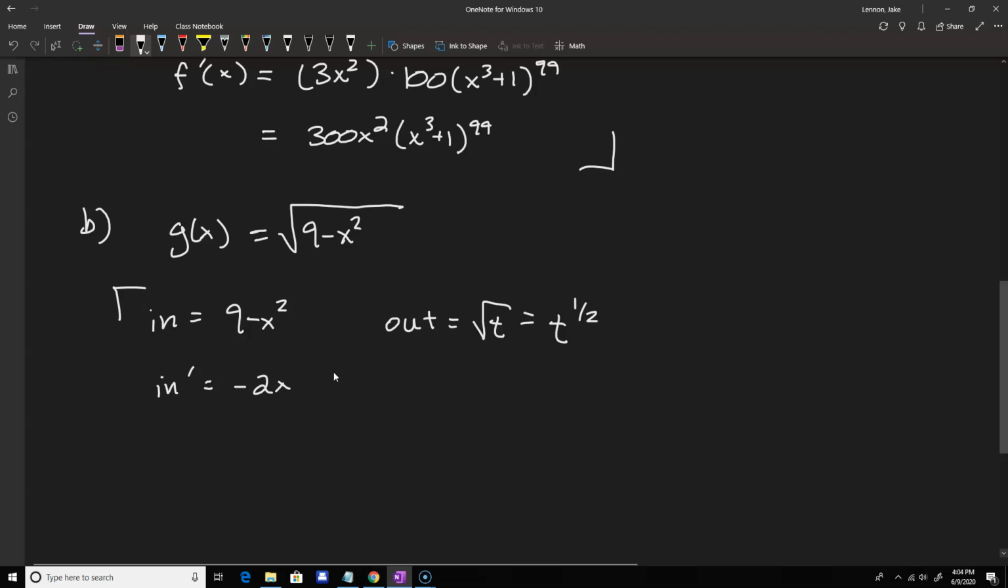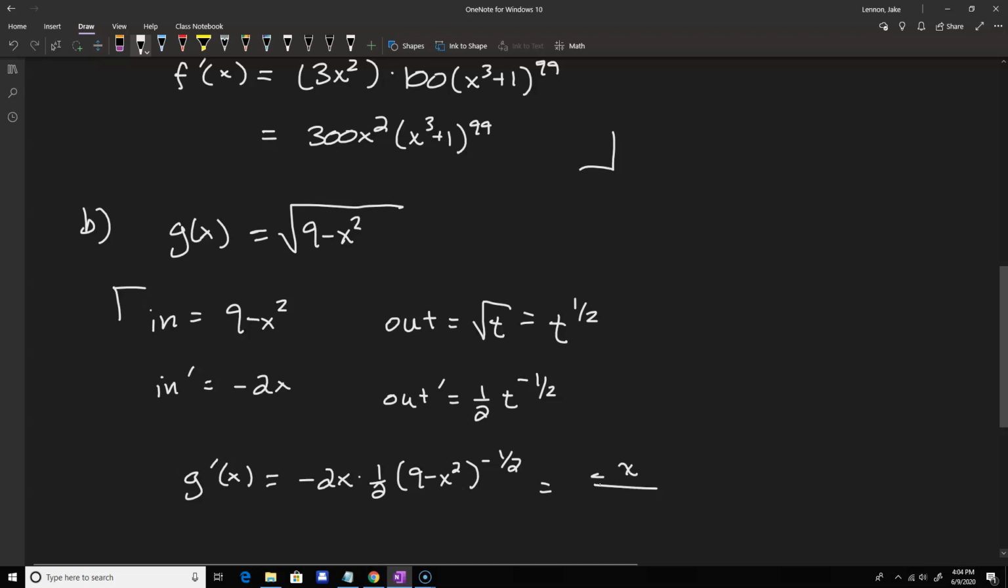Okay, so to take the derivative of each one of those, the derivative of the inside, inside prime, is going to be minus 2x. The derivative of the outside is going to be 1/2 t to the minus 1/2. And then we can multiply in prime by out prime and replace t by 9 minus x squared. So here g prime of x is going to be minus 2x times 1/2, and then change t back to 9 minus x squared to the minus 1/2 power. So the 2 and the 1/2 cancel, so we can actually write this as minus x divided by the square root of 9 minus x squared.